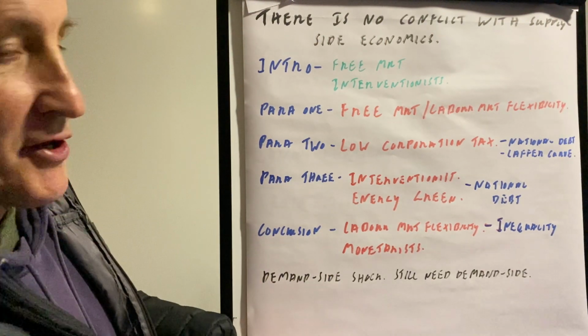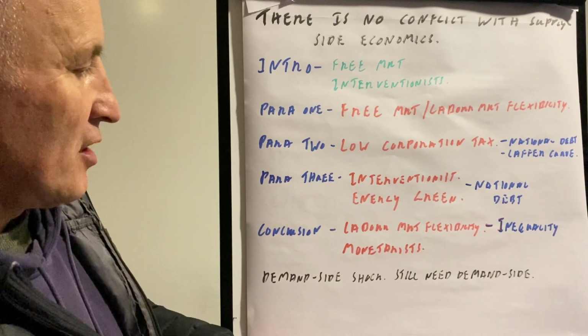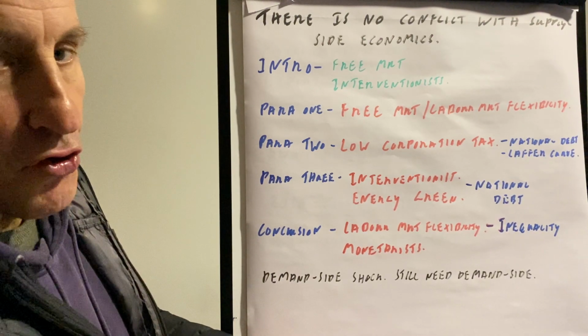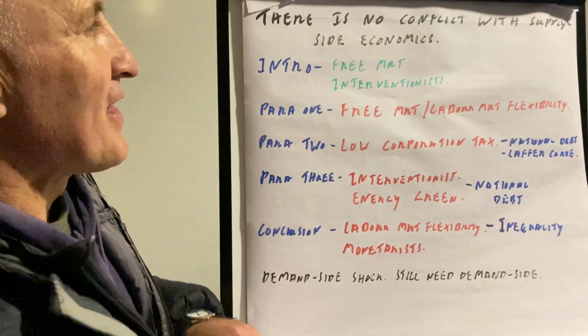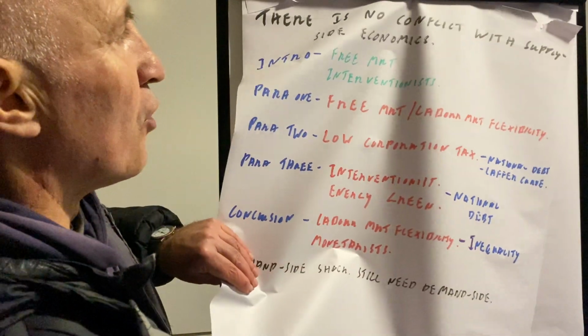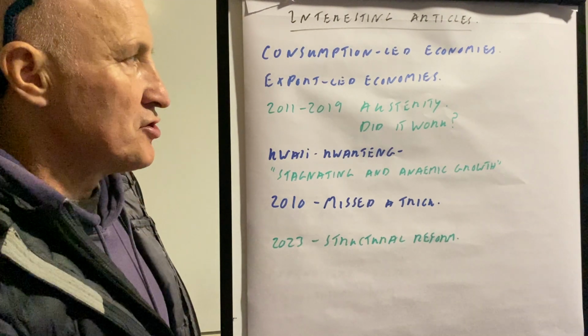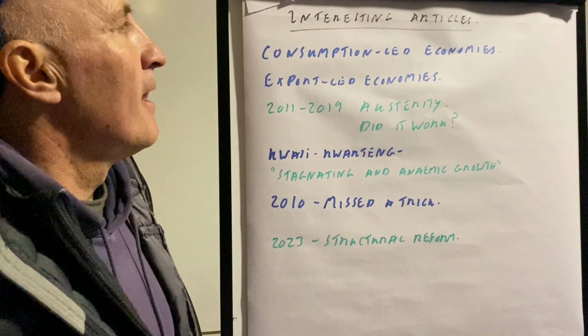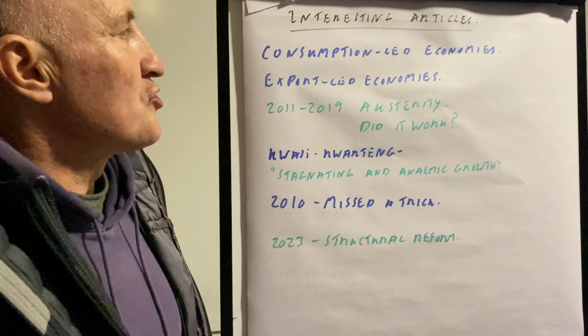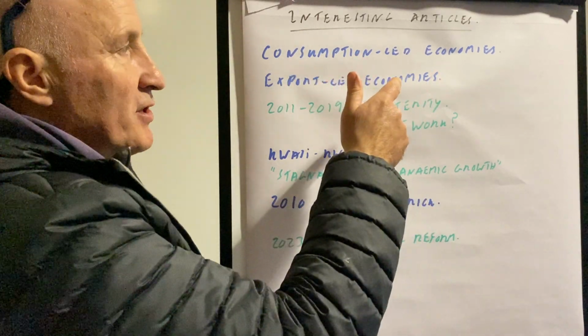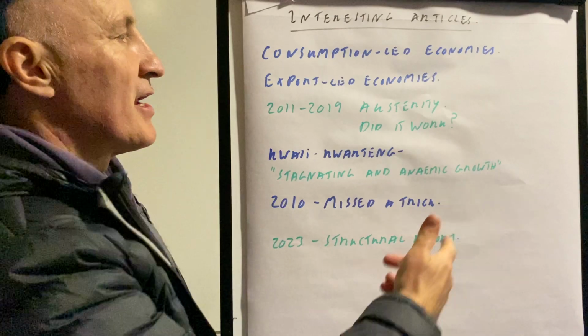We can also talk about a demand side shock and a supply side shock. A demand side shock is where there's a fall in demand, and at that time you would want to increase demand in the economy, so you wouldn't be using supply side economics, you would be using fiscal and monetary policy.